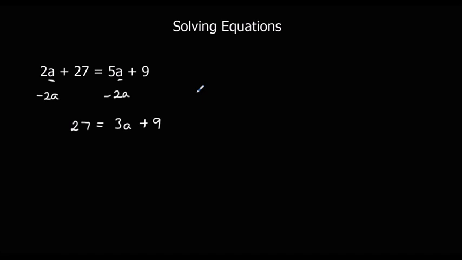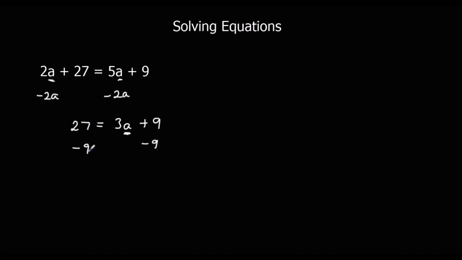Okay, so that's simplified our equation. We have to keep going, simplifying it again. So we've got a is what we want to find out. We want to get rid of this plus 9 now, so I'm going to take 9 away from both sides of the equation. Remember, I can take it away from both sides of the equation, and that keeps the equation balanced, as long as I do the same thing to both sides.